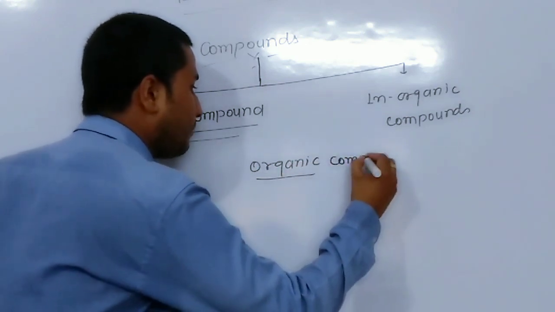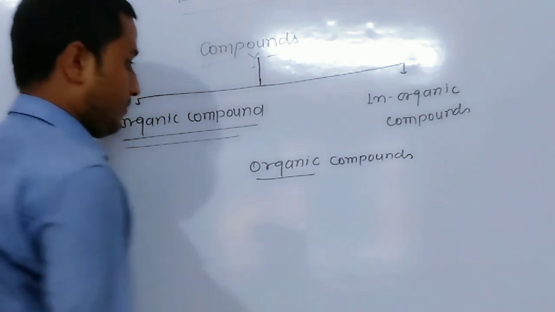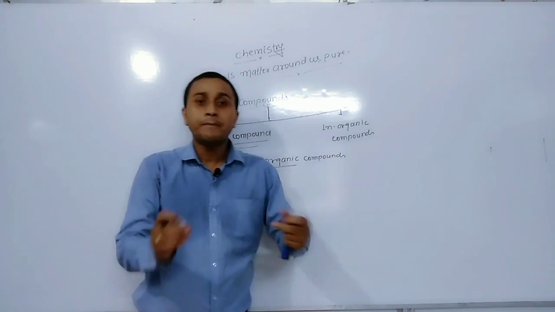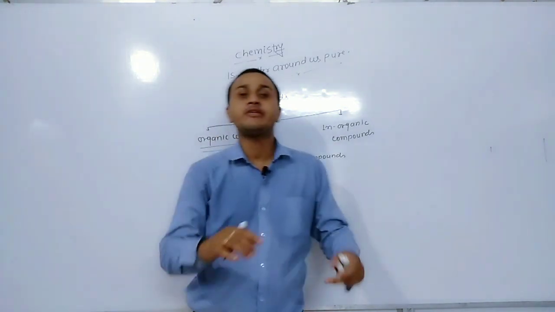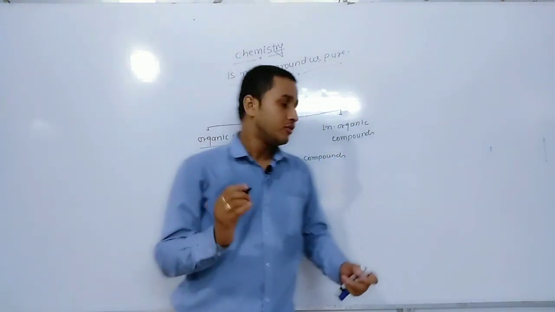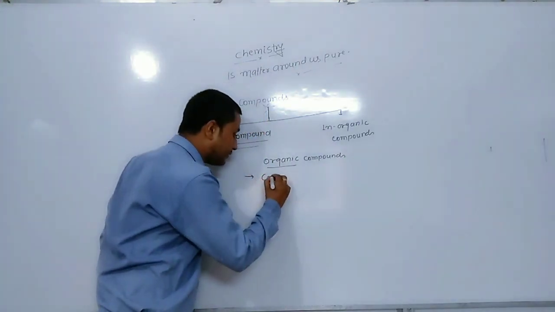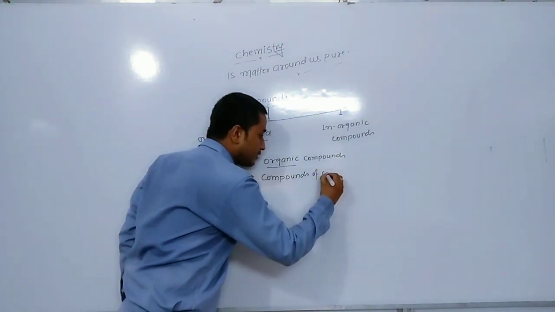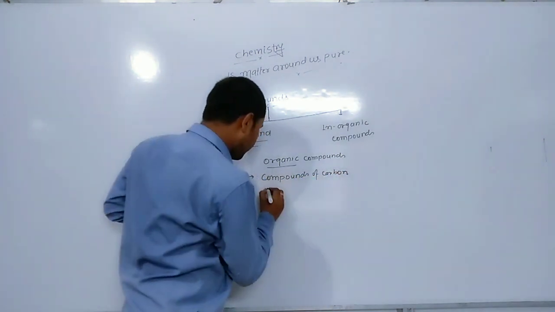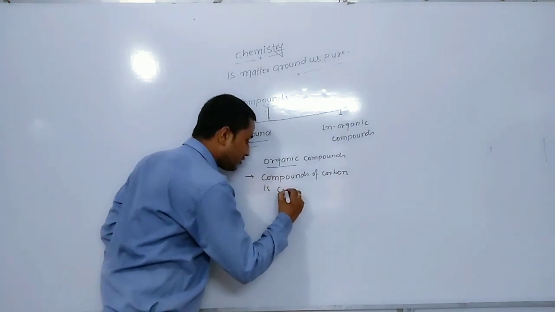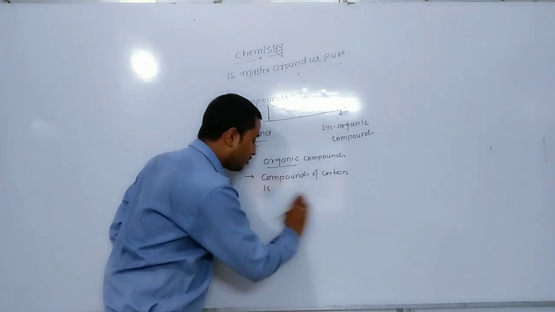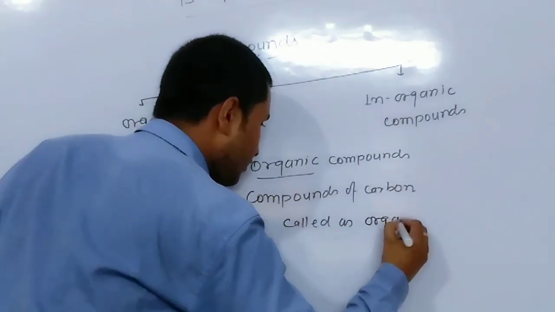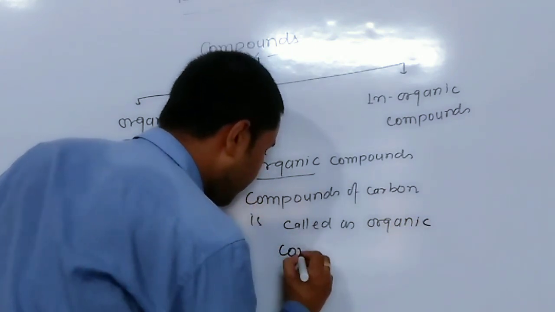Organic compound. What is the meaning of organic compound? See, simply, it means compound of carbon. Organic compound means compound of carbon. Is it okay? So write down the definition. Compound of carbon is called as organic compound.